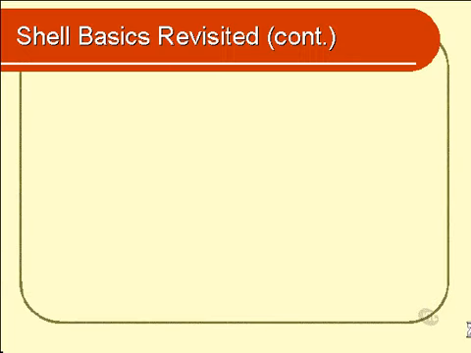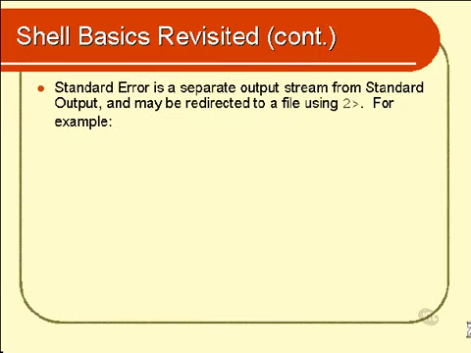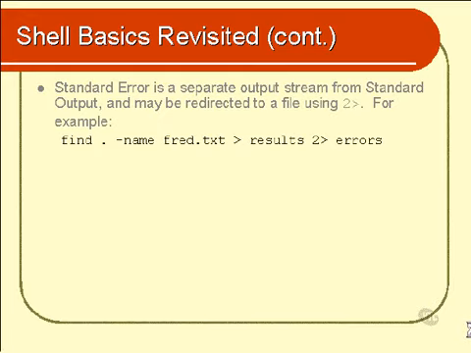More basic knowledge that you ought to have: standard error is a separate output stream from standard output. In other words, programs can actually create two different types of output, and each may be redirected separately. Standard error may be redirected to a file using the 2 greater than symbol. For example, if you were to search using a program called find for a file called fred.txt, you might want to put all the results into a file called results, while you also might want to send any errors into perhaps a file called errors, and thus you would see no output on the screen whatsoever.